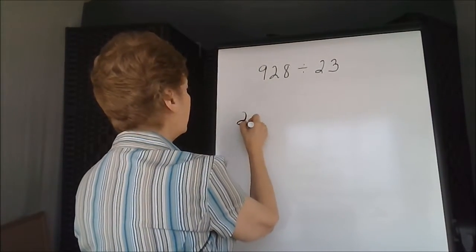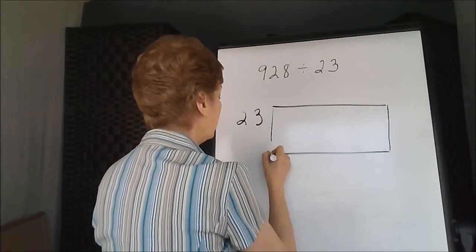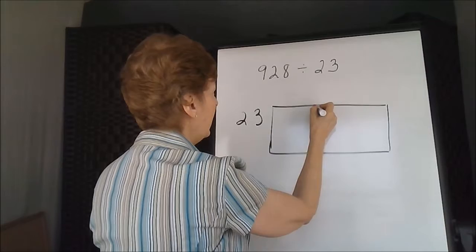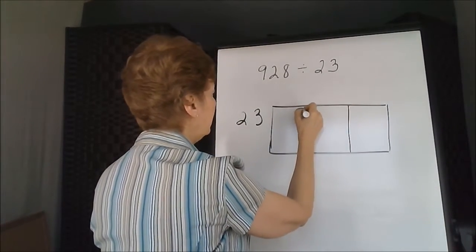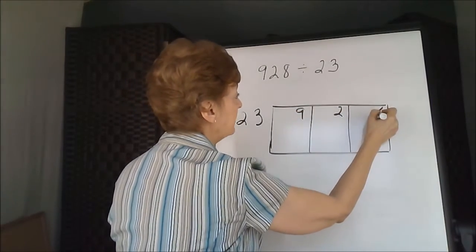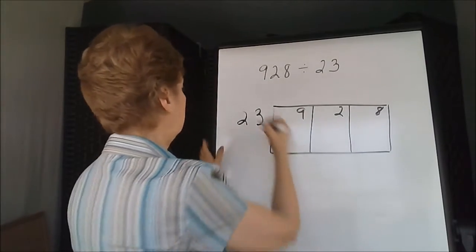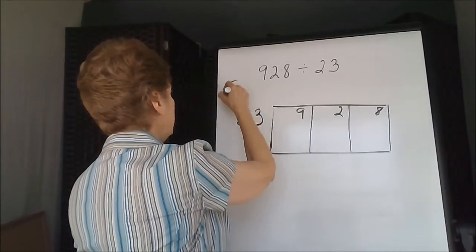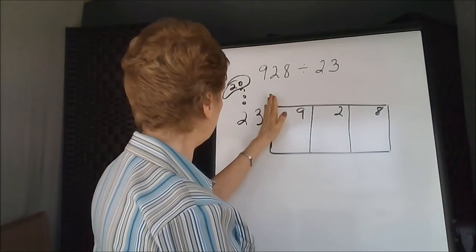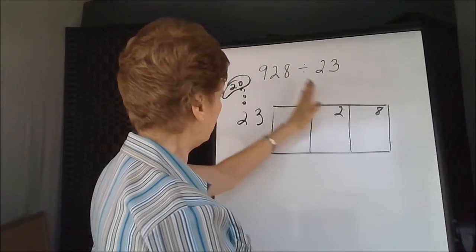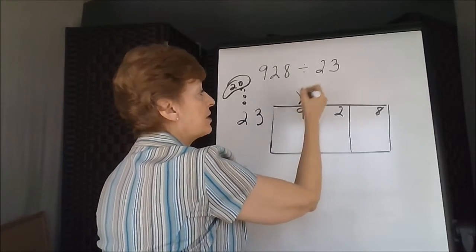Again, we would put our divisor outside of the boxes. I'll make them a little bit bigger this time so you can see better. We have 3 digits, so we'll need 3 compartments. A 9, the 2, the 8. 23 can be rounded to 20. And we would say, would 20 go into 9? No, it would not. This would be an X off or a 0 if you would like.